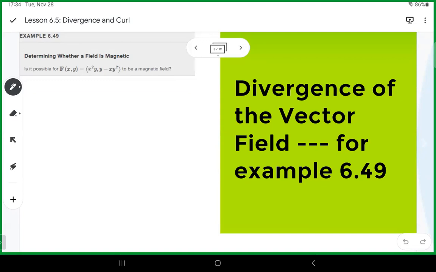So determining whether a field is magnetic. Is it possible for the following to be a magnetic field? So if F were to be magnetic, then the divergence would be 0. So first we have to figure out the divergence.